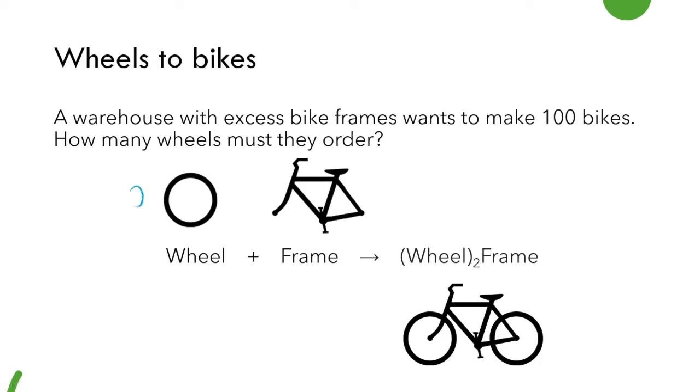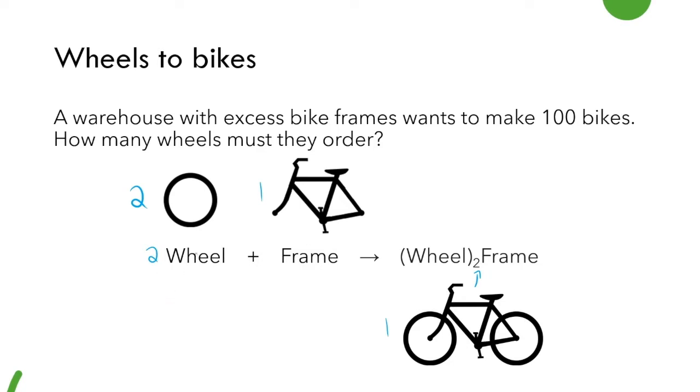Well, intuitively we probably know that it takes 2 wheels and 1 frame to make 1 bike. If we didn't know that, we would look at this coefficient down here, this subscript. We see that we have 2 wheels on the right-hand side. As a result, we're going to need 2 wheels on the left.